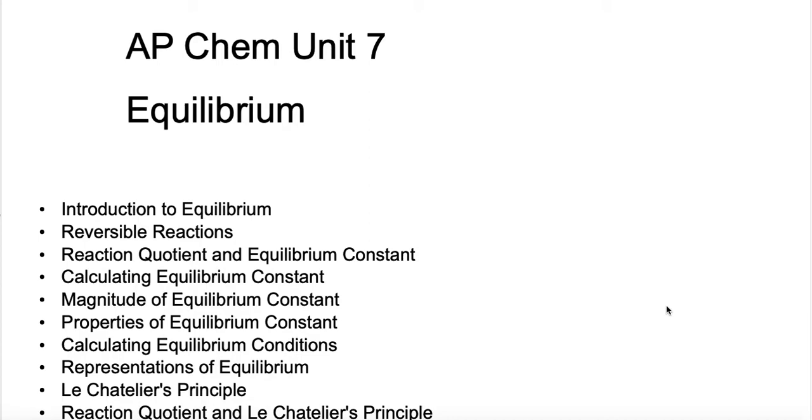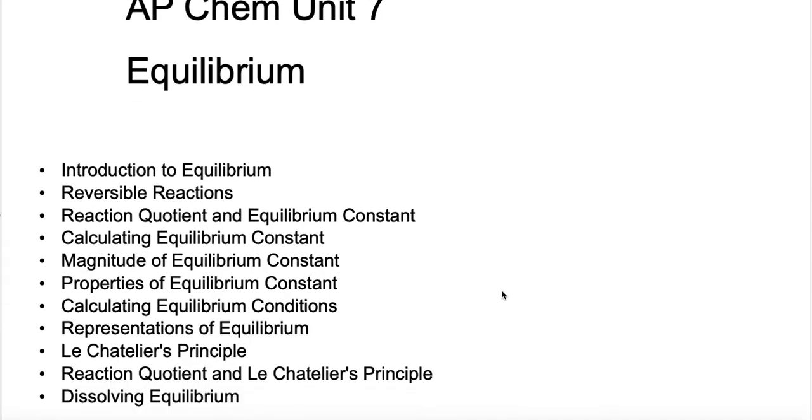AP Chemistry. This is an overview of Unit 7 on equilibrium. This is our last unit to overview, and then we can focus in on some more specific things. So these are the topics in Unit 7.